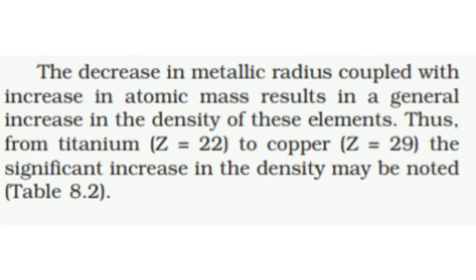The decrease in metallic radius coupled with increase in atomic mass results in a general increase in density of these elements. Thus, from titanium (Z = 22) to copper (Z = 29), the significant increase in the density may be noted.